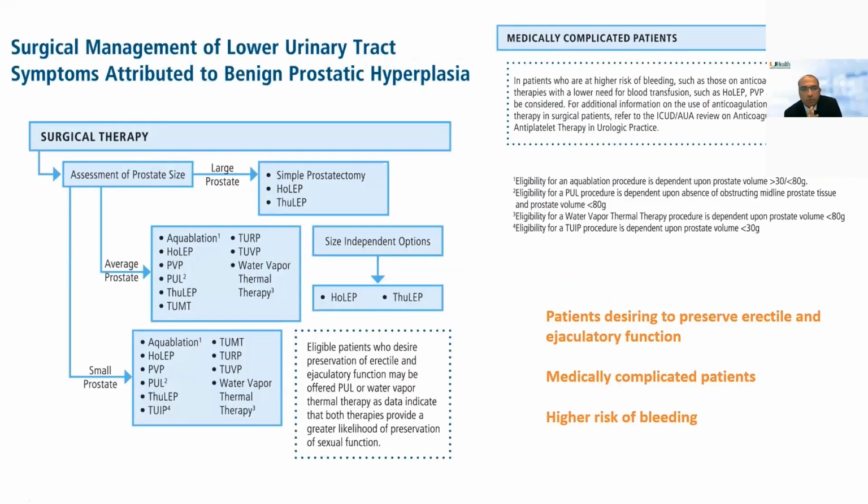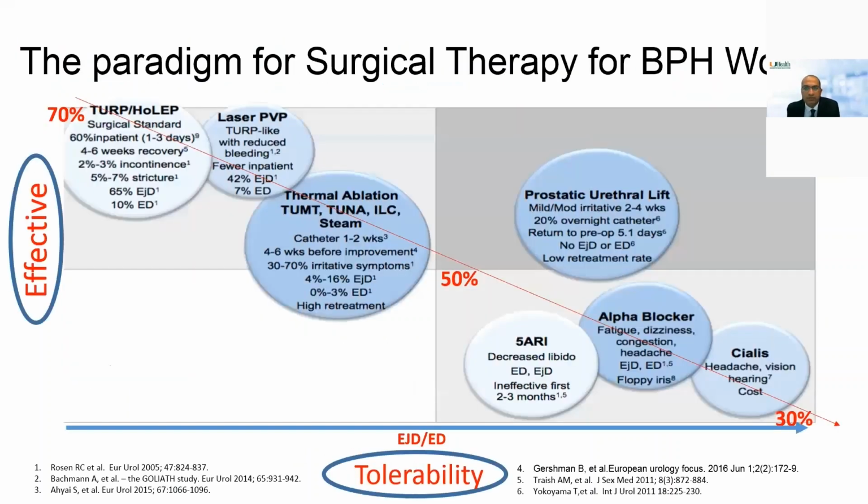When it comes to the American Urological Association, PAE is still not in the guidelines, and we do work closely through SIR with the AUA, and I'm still very optimistic that the role of PAE should fit into large prostate, along with simple prostatectomy, HoLEP and TULEP, especially for more medically complicated patients, patients with higher risk of bleeding, and patients desiring to preserve sexual function.